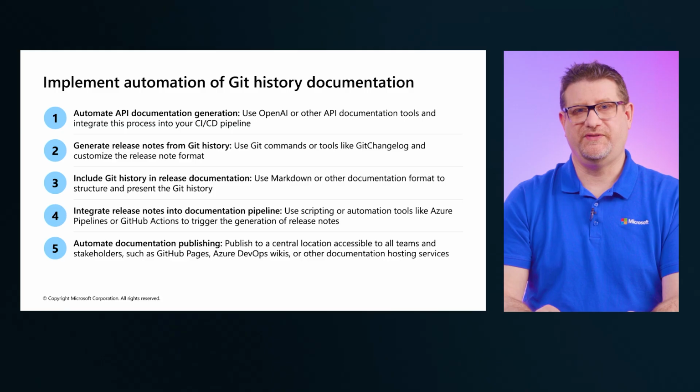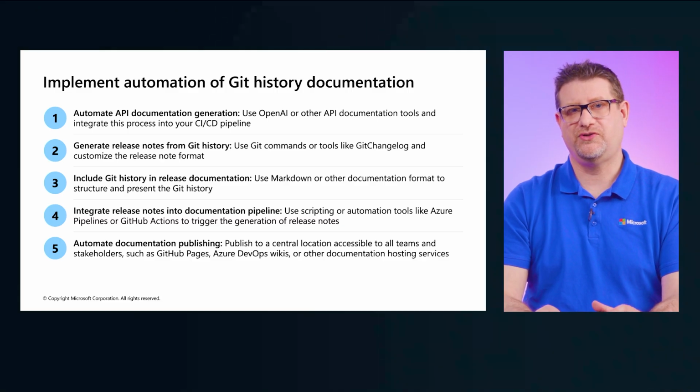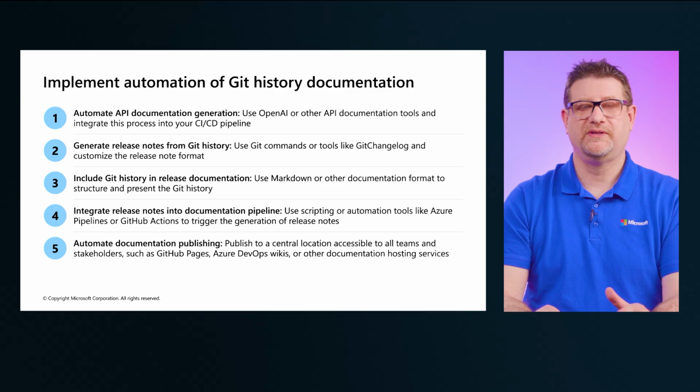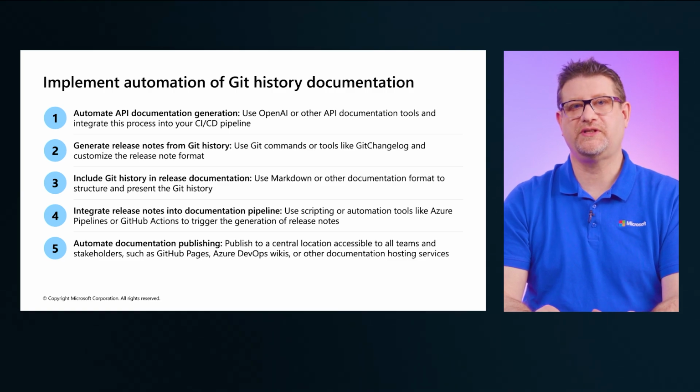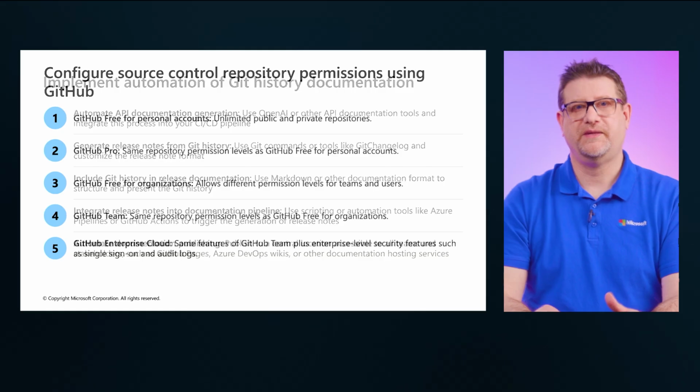The real benefit of this approach is consistency and efficiency. So instead of manually updating documentation or release notes, which can be time-consuming and error-prone, automation ensures that every change is captured and published without any extra effort. This streamlines collaboration, keeps everyone informed, and reduces the risk of missing important updates. By integrating release notes and documentation into your development pipeline, you create a transparent workflow that supports both rapid development and high-quality communication across your teams.